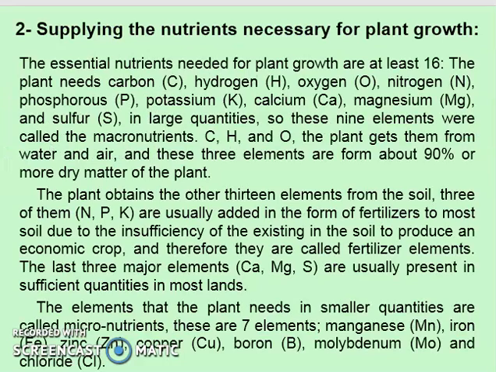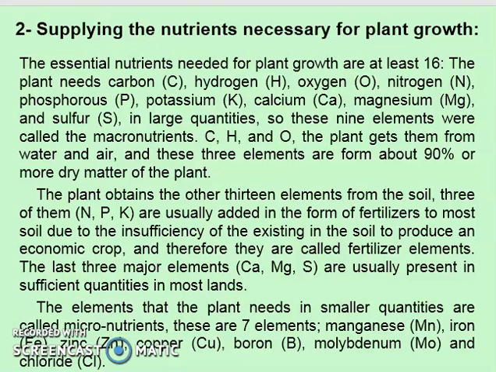The second point is supplying the nutrients necessary for plant growth. We actually have 16 essential nutrients. We have carbon, hydrogen, oxygen, nitrogen, phosphorus, potassium, calcium, magnesium, and sulfur. Usually carbon, hydrogen, and oxygen, the plant gets from the water and air, and these elements form about 90% of the dry matter of the plant.